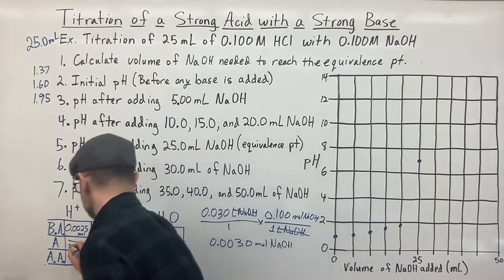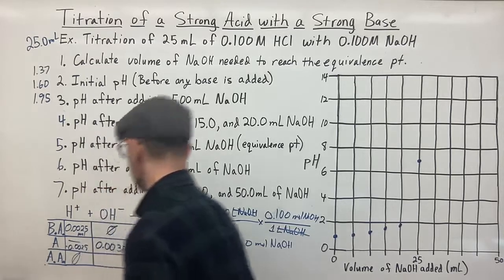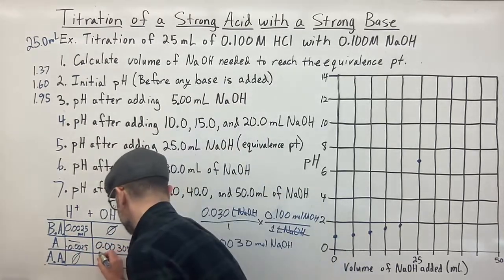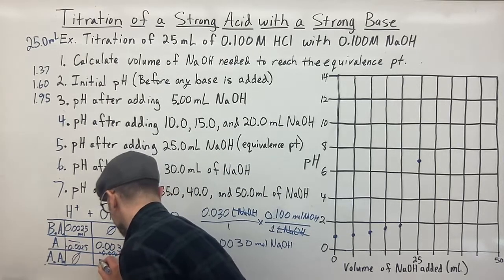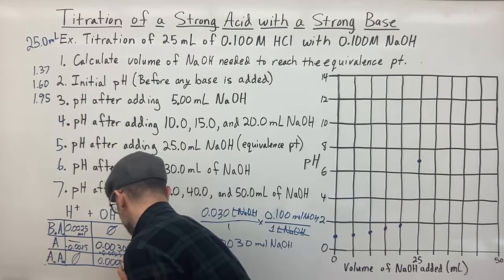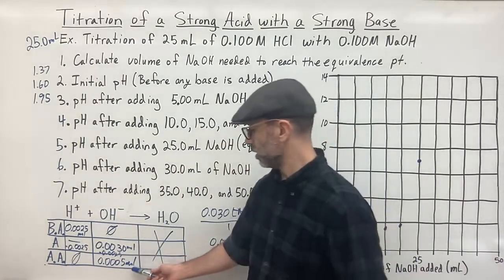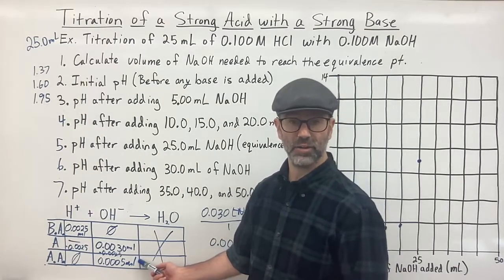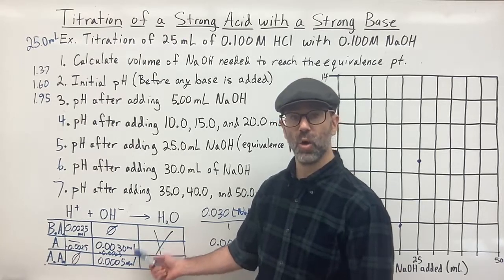So we lost, this is going to be minus 0.0025. That means we're subtracting that amount from here. If we subtract 0.0025 from here, we end up with 0.0005 moles left of our OH minus. So we have our hydroxide ions: 0.0005 moles of OH minus.